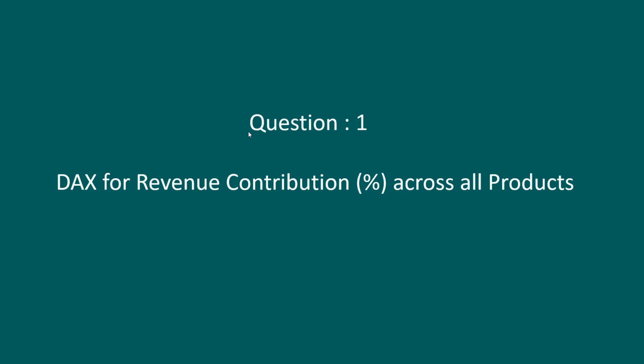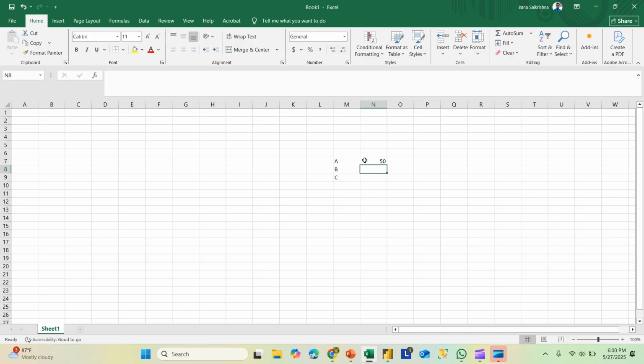So question one is: how can we write a DAX query for the revenue contribution across all the products? Okay, so this one, as we know, has two approaches. I'll give you both approaches. Let's jump into Excel first, so I can explain the process of calculating revenue contribution with basic mathematical approaches. Then we can implement the same in Power BI DAX as well.